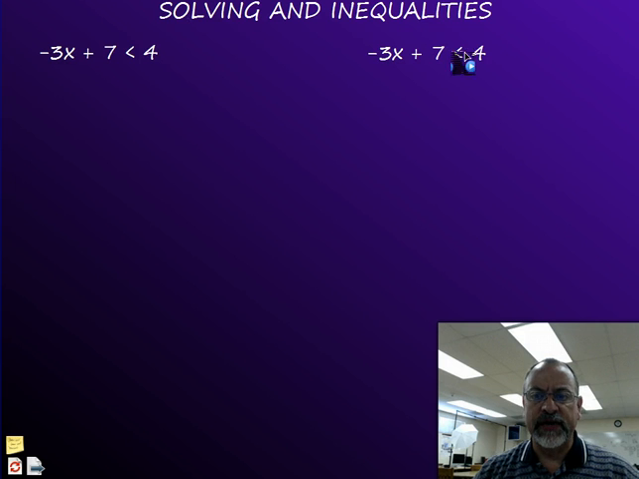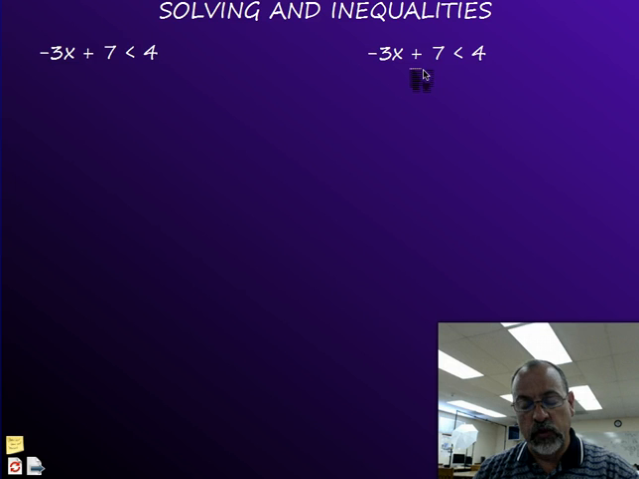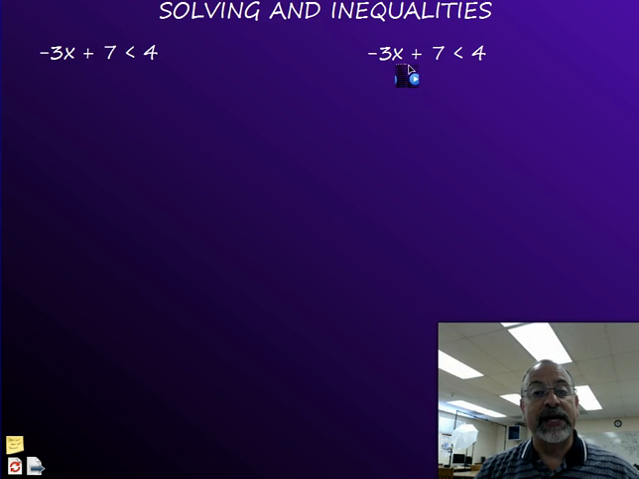reverse the inequality sign. So if I'm taking this expression here on the right, negative 3x plus 7 less than 4, and I want to solve it, I do the same properties I did before. I distribute and gather like terms on each side. Nothing to do here. I remove fractions. No fraction to remove. I get the variable by itself. So here's x. I need it by itself, so I'm going to subtract 7 from both sides.